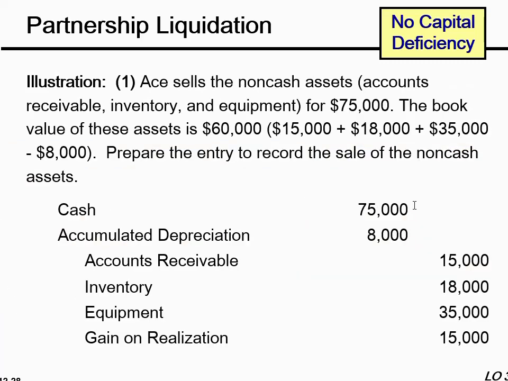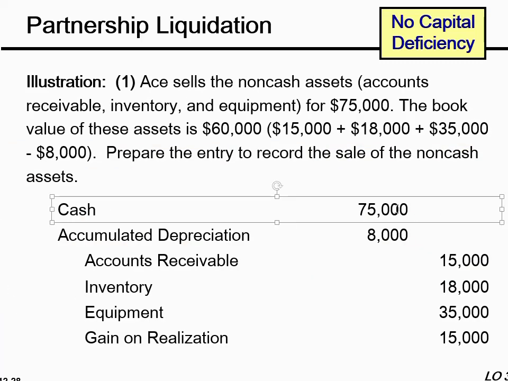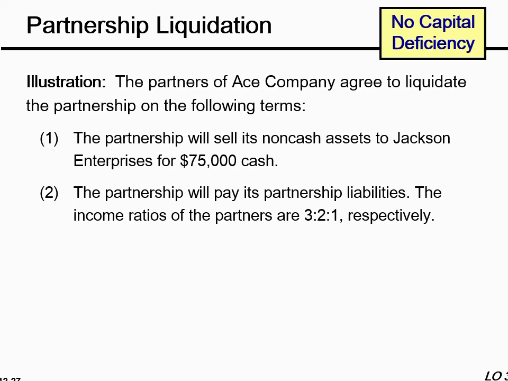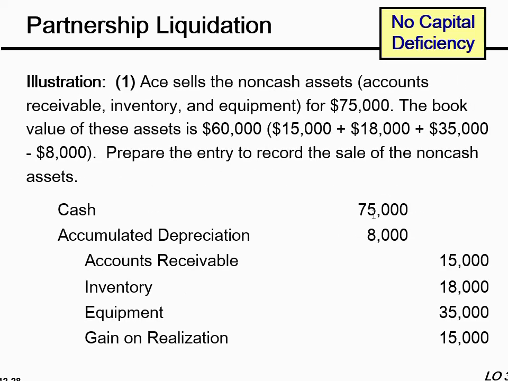They are getting 75,000 from the purchaser, the company that is purchasing, which is Jackson Enterprises. Jackson Enterprises is paying them $75,000. Now let's remove all the assets. Accounts receivable is getting credit because we are removing it. We are giving it to Jackson. And inventory is also getting credit, and also equipment. At the same time, I'm debiting accumulated depreciation of equipment.